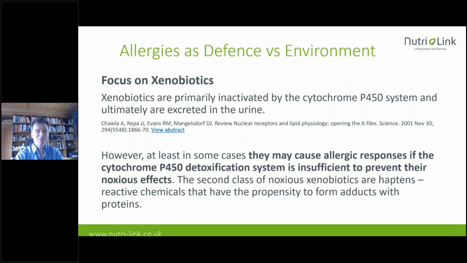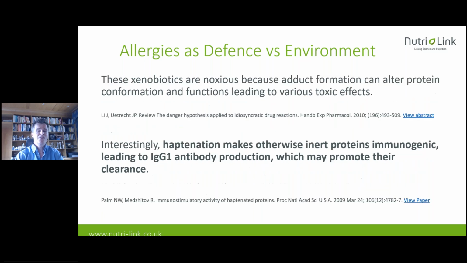The second class of these noxious xenobiotics are called haptens. And they're reactive chemicals that have a propensity to form adducts, bonds with proteins. So now they look different to the original protein in the body: protein adducts. So these xenobiotics are noxious because of their adduct formation, and it can alter protein conformation and functions, leading to toxic effects. So haptenation makes otherwise inert proteins immunogenic. It's something that our immune system reacts to, leading to IgG1 antibody production, which is designed to promote their clearance, thereby protecting us from that.